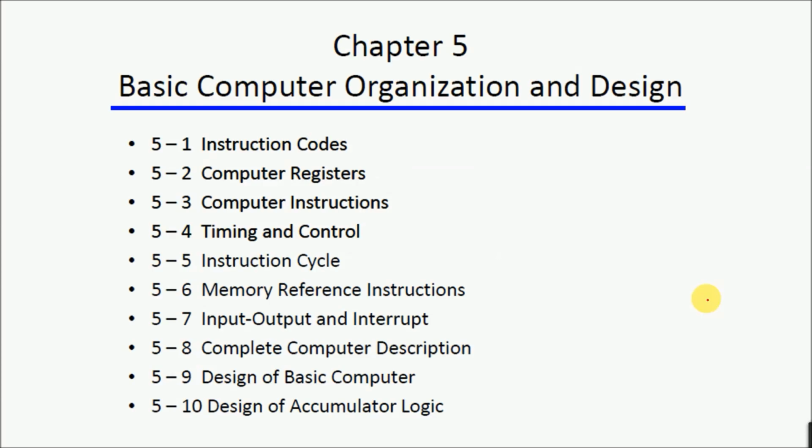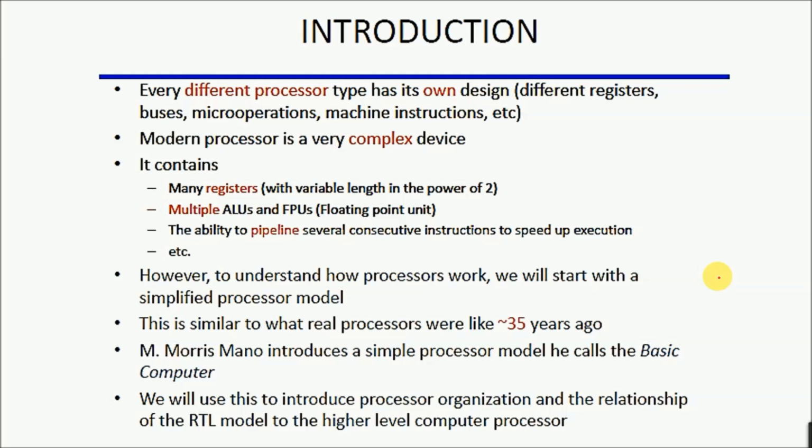The contents of Chapter 5 include instruction codes, computer registers, computer instructions, timing and control, instruction cycle, memory reference instructions, and so on. So we'll start with what are instruction codes and what is the structure of an instruction. Every processor has its own design, including different registers, buses, microoperations, machine instructions, and different capabilities. A modern processor is a very complex device and it contains many registers, multiple ALUs and floating point units, and the ability to pipeline and schedule different tasks.